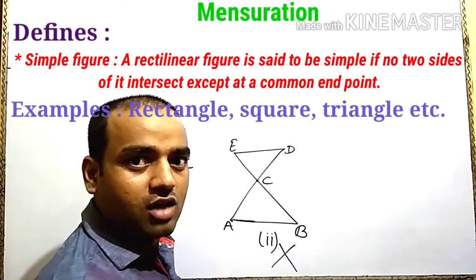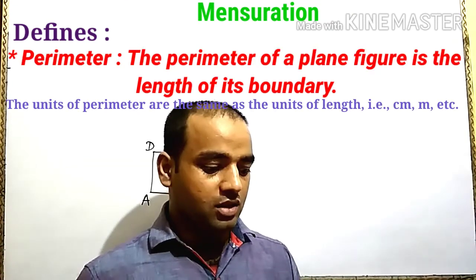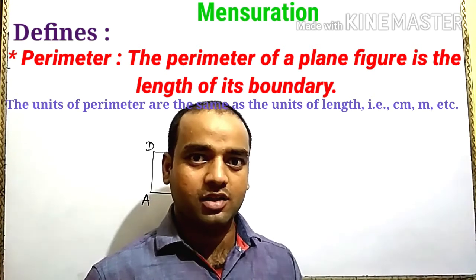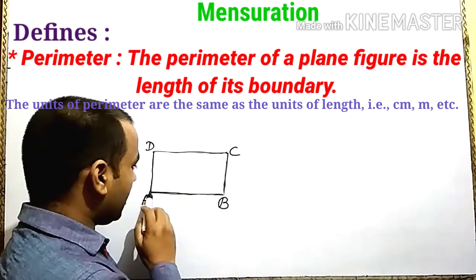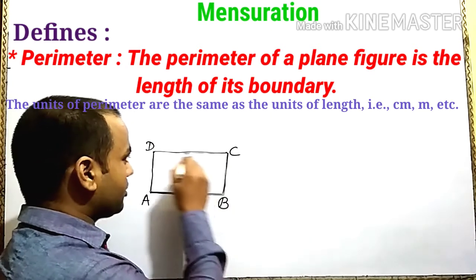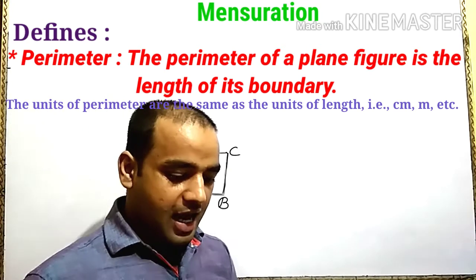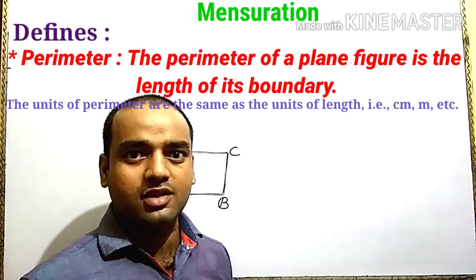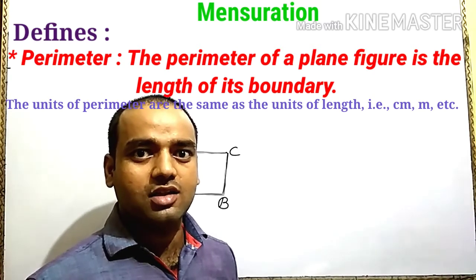Is it clear? Now let us discuss next define. Next define perimeter. What is perimeter? The perimeter of a plane figure is the length of its boundary. Take a figure ABCD. The perimeter, the length of its boundary. The length of its boundary is called perimeter. The unit of perimeter is the same as the unit of length. Unit of length: meter, centimeter, decimeter. So the unit of perimeter is the same. Is it clear? Now let us discuss next point.